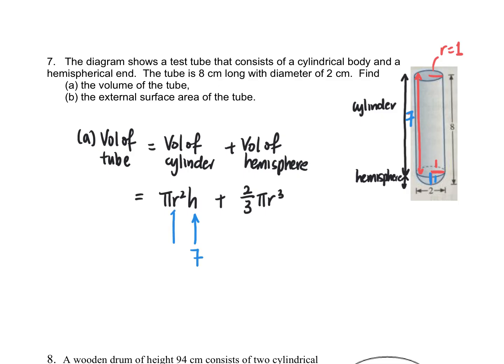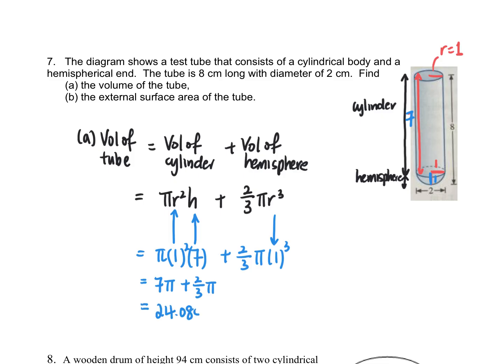My radius is the same, which is 1. Then same thing, this r here is 1. Okay, so I can just go and safely calculate it. This is 7 pi plus 2/3 pi. So press the calculator, 7 pi plus 2/3 pi. You will get 24.0855. So 24.1.